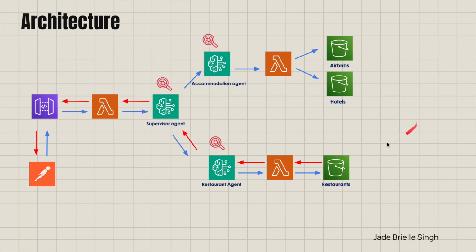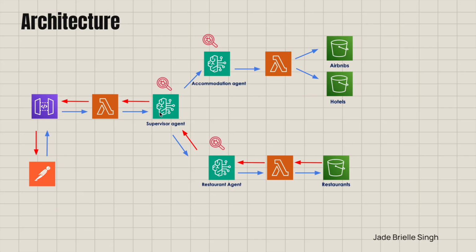Now, here's our architecture. So first, we're going to build an API that can be invoked, and we'll use Postman to invoke it through the internet. Once API Gateway is called, a Lambda function will be triggered. That Lambda function is going to hit the supervisor agent, which is an LLM in agentic form. It will transform the user's input and decide whether the user wants to stay at a hotel or Airbnb, or if the user is looking for a restaurant.